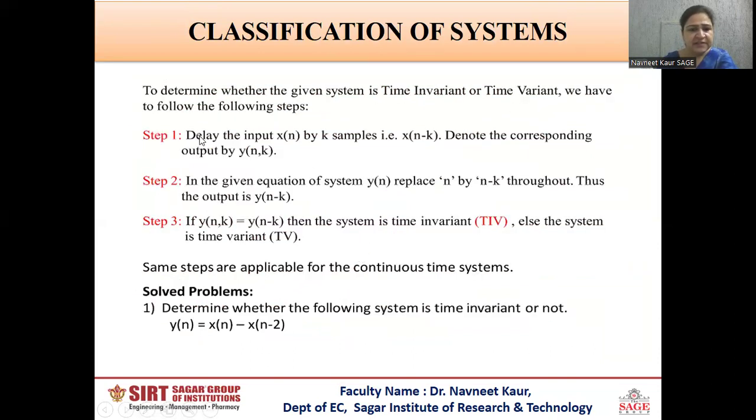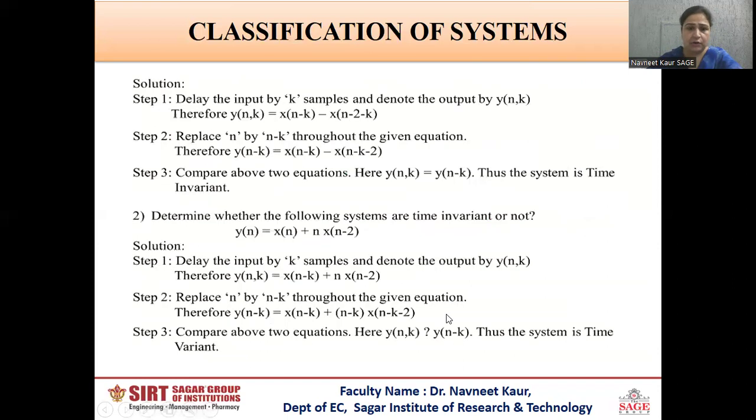So here in steps, I can show that if I delay the input x(n) by k samples, I get x(n minus k). I will get the output y(n, k). Now, if I give x(n), I get output y(n), and I delay y(n) by k samples, I'll get y(n minus k). If these two outputs are equal, then the system is time invariant, otherwise it is time variant. Now I'll understand this concept with the help of an example. Suppose the system equation is y(n) = x(n) minus x(n minus 2), and I have to determine whether the system is time invariant or not.